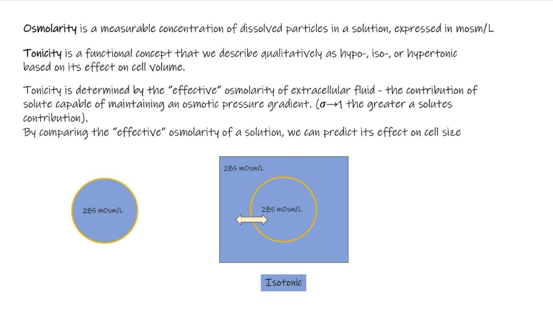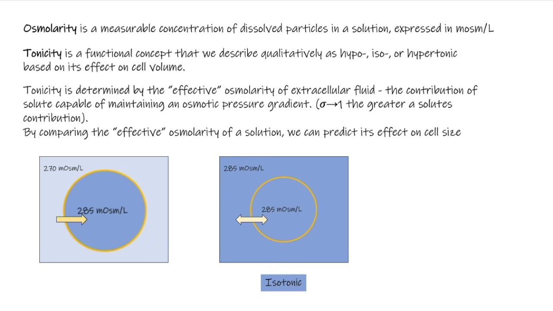If we take that same cell and place it into a solution with an effective osmolarity of 270 milliosmoles, now we have a difference in osmotic pressure that each of these solutions, inside the cell and outside the cell, are creating. As a result of a difference in osmotic pressure, water will move. In this case, as in all cases, water will move toward the higher osmotic pressure, so water will move into the cell, causing the cell to swell. This is an example of a hypotonic solution.